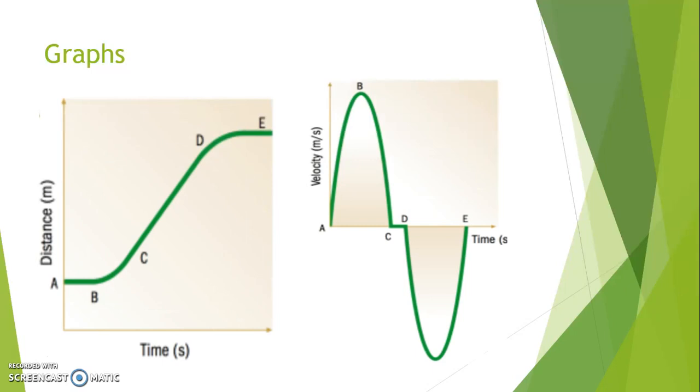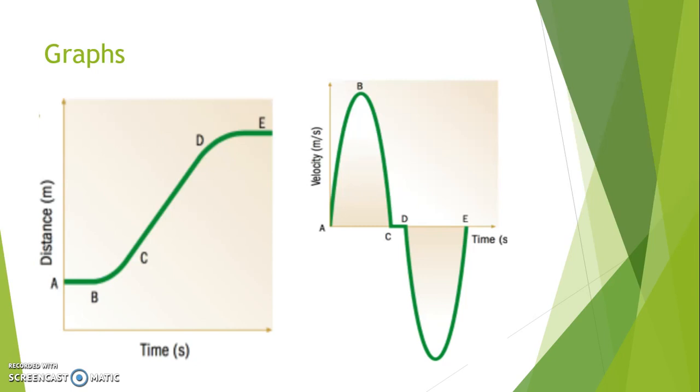So graphs. The graph on the left is a distance time graph. Point A to B is a horizontal line, which means that there is no motion. From point B to C, there's a positive curve which shows an acceleration. Then C to D shows a steady line, which means the speed is constant. And lastly, D to E is a negative curve which shows deceleration.